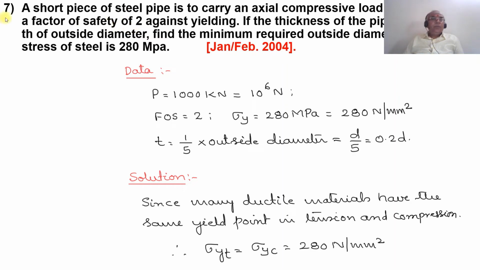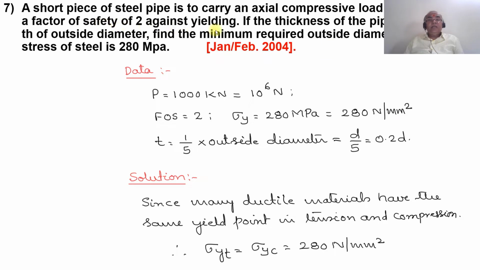Now, we'll continue with one more problem, that is problem number 7. A short piece of steel pipe is to carry an axial compressive load of 1000 kilonewton with a factor of safety of 2 against yielding. If the thickness of the pipe is to be 1/5 of outside diameter, find the minimum required outside diameter D. Take yield stress of steel as 280 MPa. So it is the examination problem of January, February 2004.